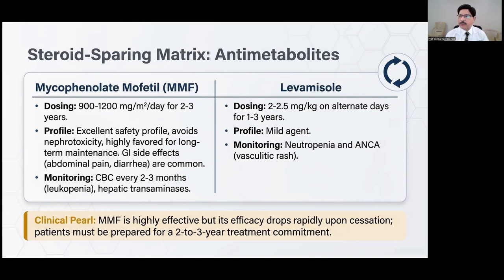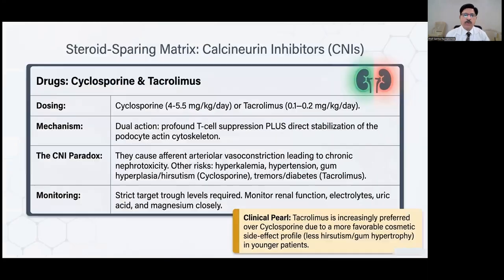Levamisole is an anti-parasitic drug, as you might be knowing. Levamisole is a mild agent, but neutropenia and ANCA vasculitic rash may be occurring. MMF is highly effective, but efficacy drops rapidly upon cessation. Patients, be prepared for a 2 to 3 year treatment commitment for mycophenolate mofetil.